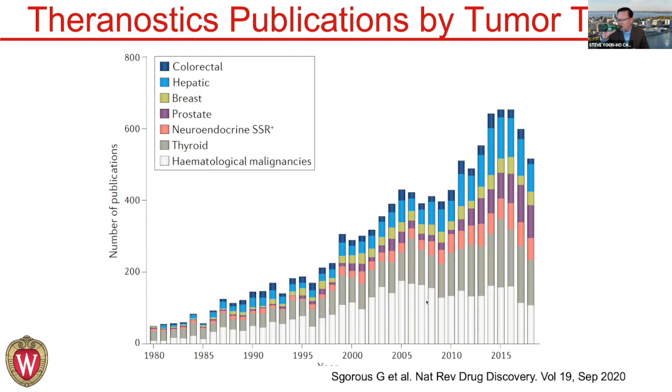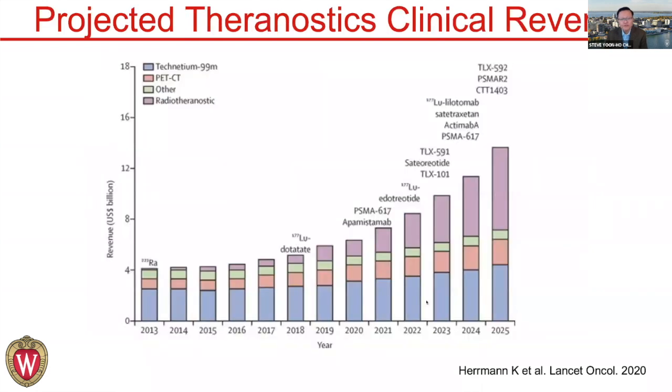So the number of publications by tumor type in theranostics has really grown exponentially over the last 20 years or so, in a variety of different tumor types, as you've seen here. So there's been a great deal of interest and progress in this area. In terms of expected revenue, a lot of these agents are going to the clinic, and the pharmaceutical industry is really interested in developing these agents, as you can see here. This is an older slide, but it really shows potential expected agents coming online in the market. And then in purple here is the radiotheranostics market in terms of revenue growth.